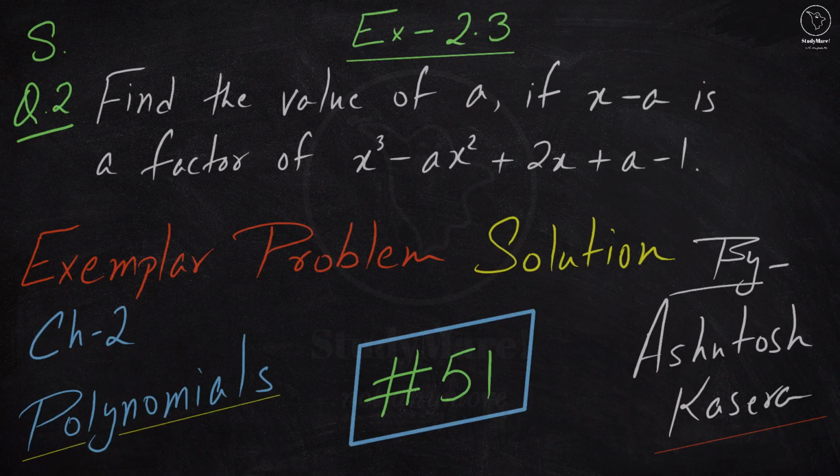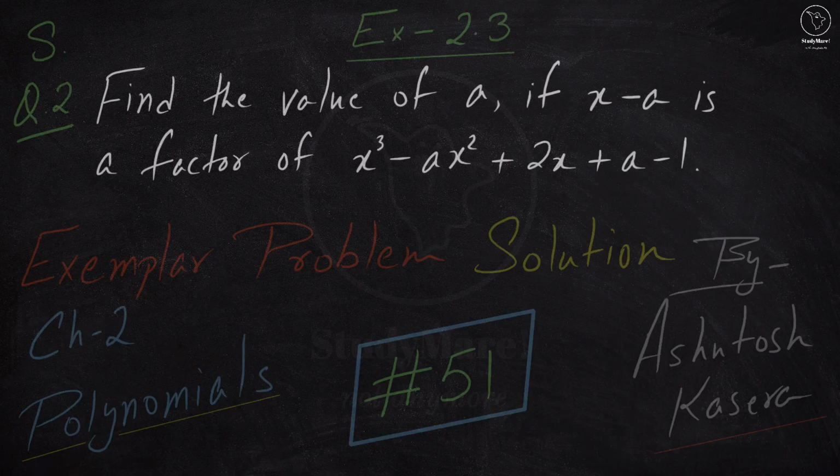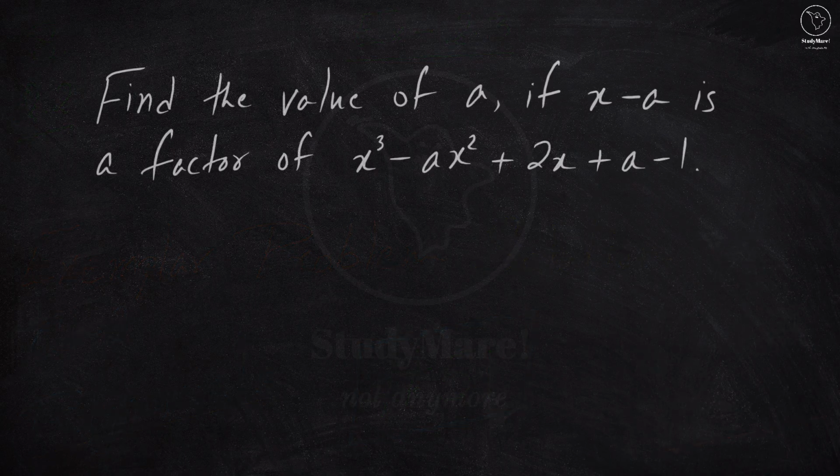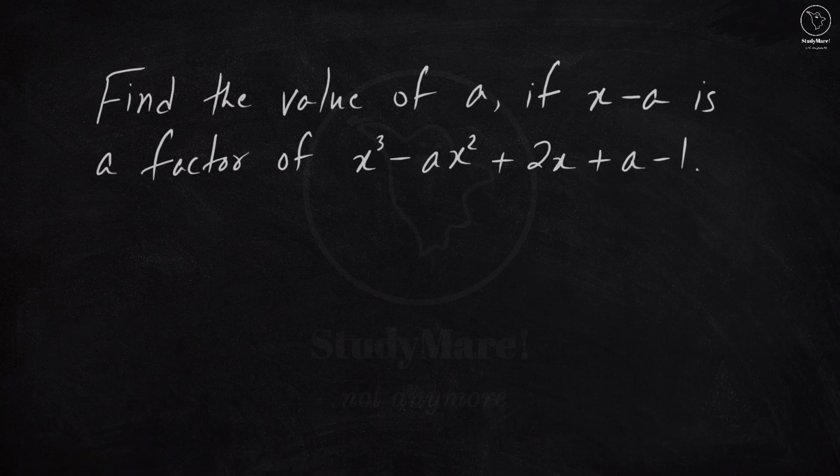Find the value of a if x minus a is a factor of x cubed minus ax squared plus 2x plus a minus 1. Looks complex. Yes, it does. We have a cube term, we have a squared term, we have x, we have a, we have numbers, we have constants. But that is the appearance.